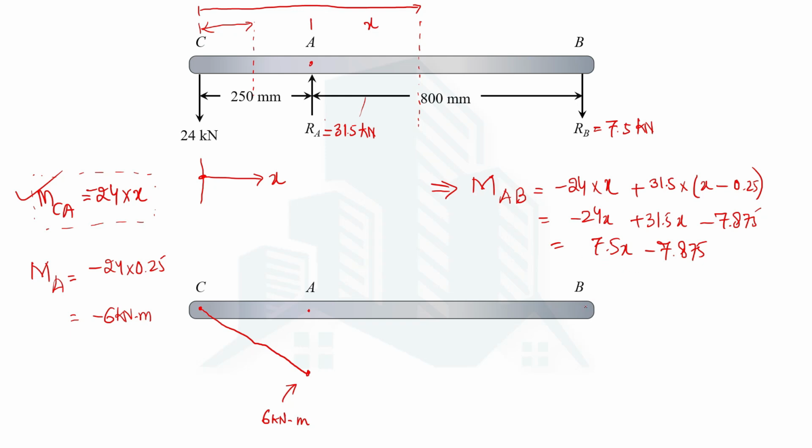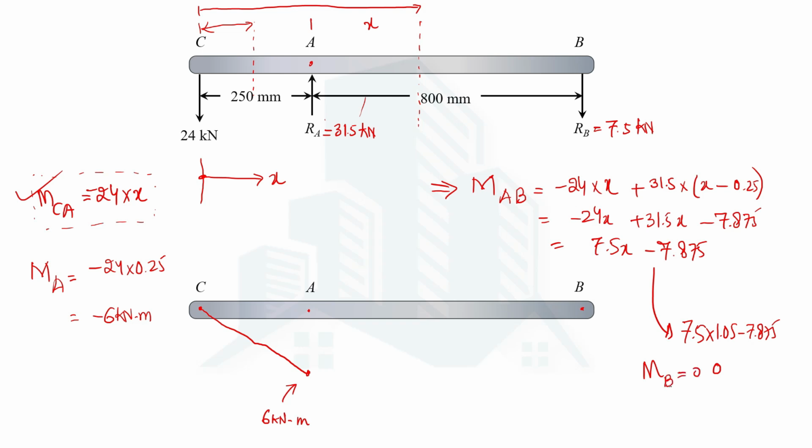Now in this equation, if we want to calculate the moment at point B, we know that the distance from C to B is 1.05 meters. So if we put here in this equation 7.5 multiplied by 1.05 minus 7.875, when you do the calculations, we are going to get the value of 0 as the moment at point B.